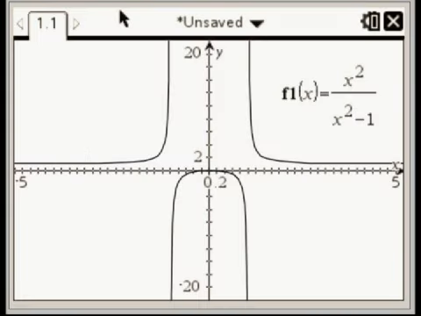Let's take a look at the function x squared over x squared minus 1. For a function to be increasing on an interval, any line containing 2 points on the graph within the interval must have a positive slope. Please stop the video now and decide whether the function increases on the interval from negative infinity to 0.